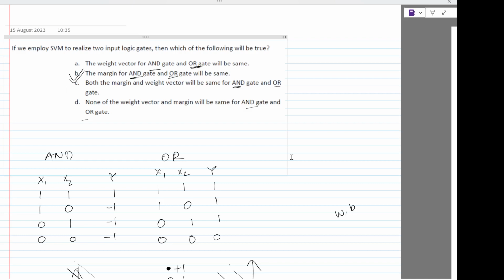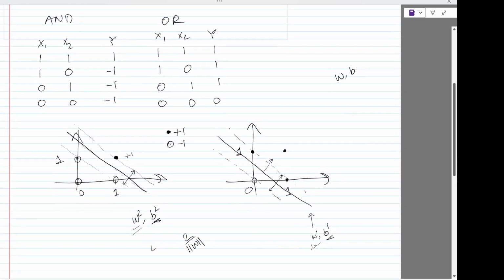Any doubts in this? So the weight vector completely won't be same because this B is also part of your weight vector. Yes, bias. The bias won't be same here.